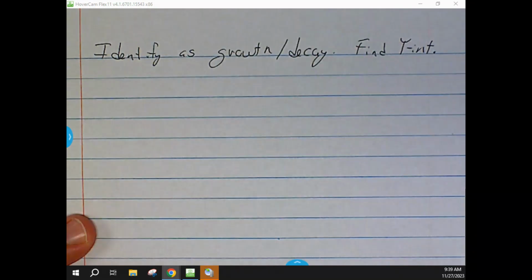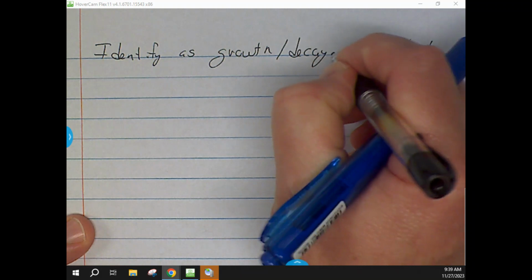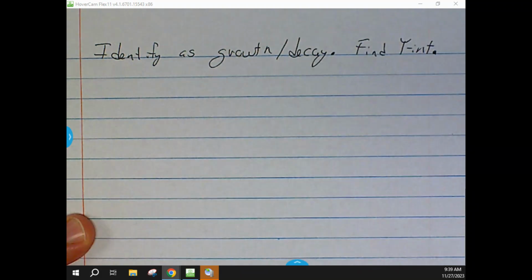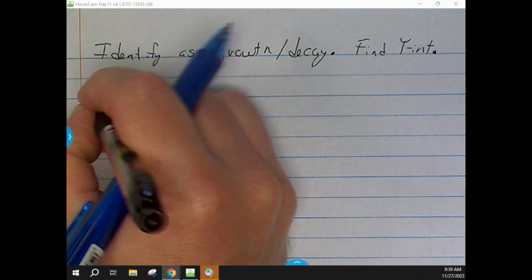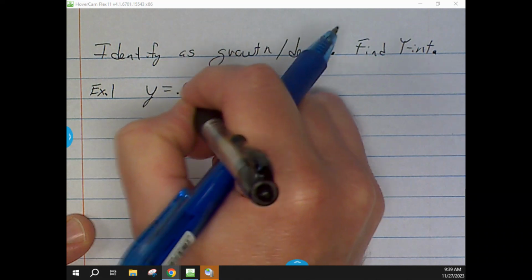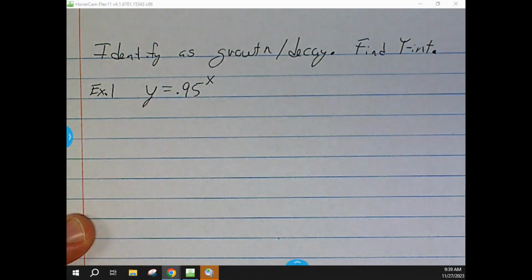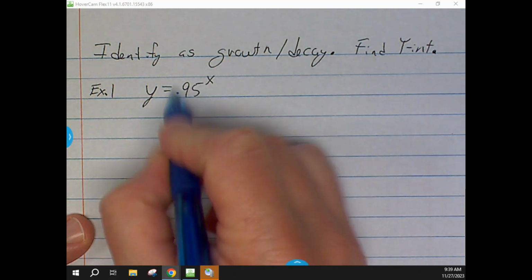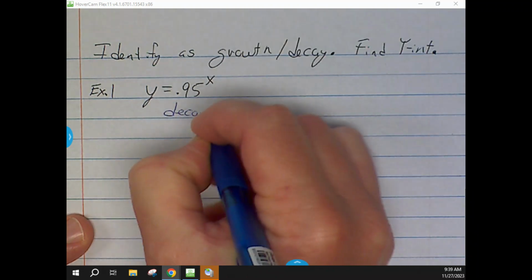Okay, so two things on this one. First thing we'll do, we're going to identify it as either a growth or decay. And then after we do that, we're going to find out what the y-intercept is going to be. So we'll start off with y equals 0.95 to the x. Again, your base is 0.95, which is less than 1, so that's decay.